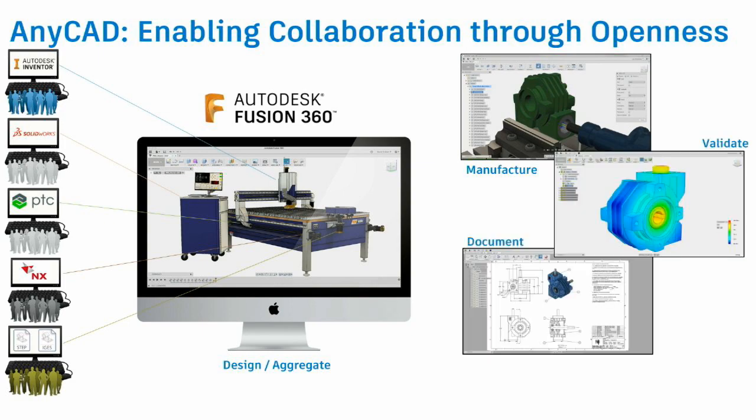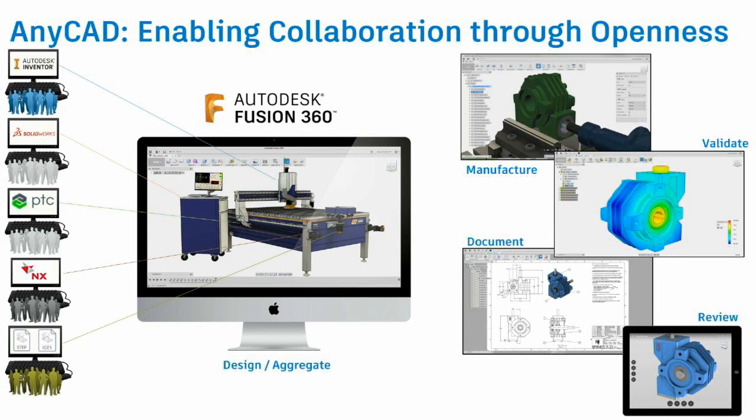And all the same stuff we've looked at, right? Going from bringing all of this data in, assembling it in Fusion, and then being able to go through all the different steps of validation, manufacture, documentation, review, collaboration, everything just works seamlessly from all of this data, regardless of the source.